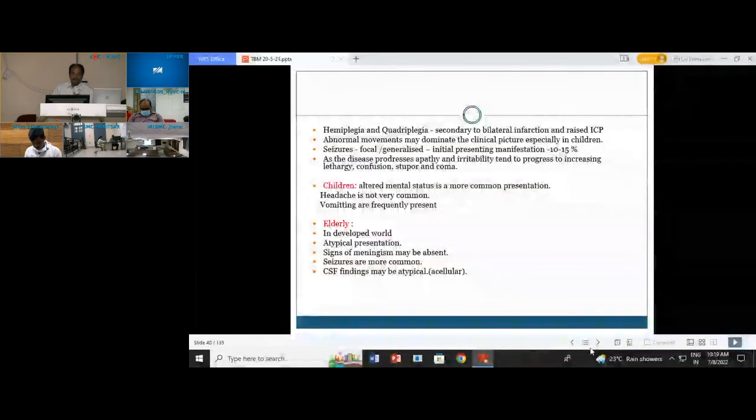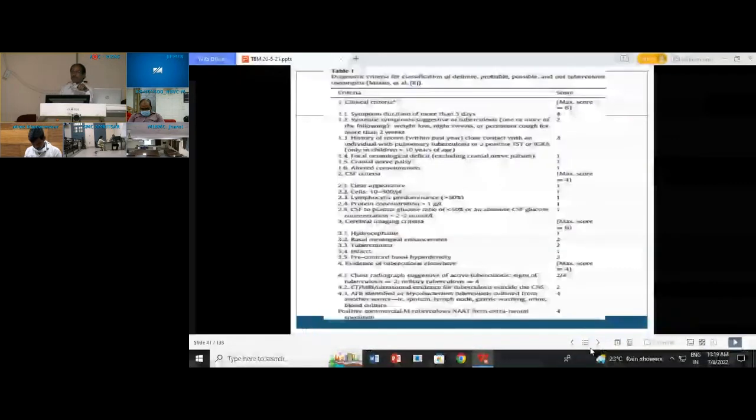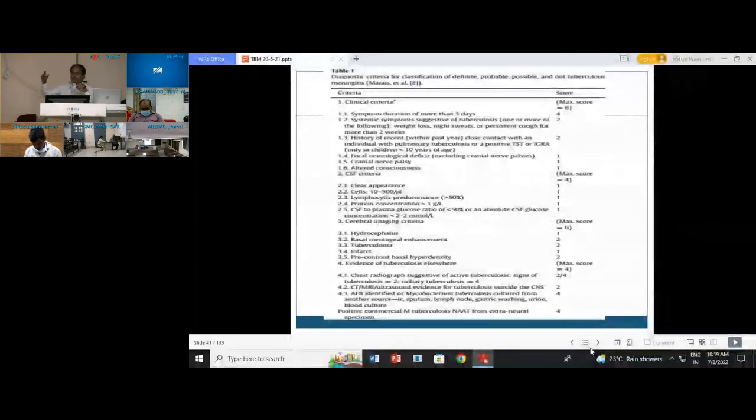So this is a very, very important slide. The diagnostic criteria for classification of definite, probable, possible, and not tuberculosis meningitis. Marais has given these criteria. The clinical criteria: symptom duration of more than 5 days scores 4 marks. Somebody comes with fever, headache, vomiting, altered sensorium for more than 5 days, suspect tuberculosis meningitis.